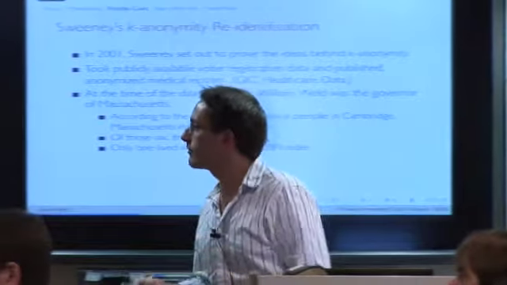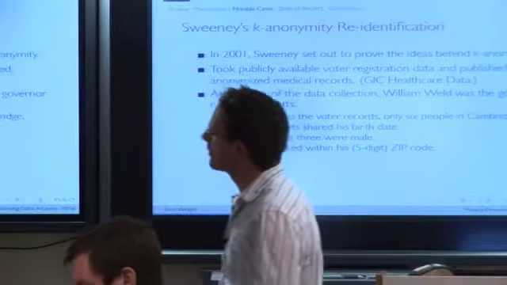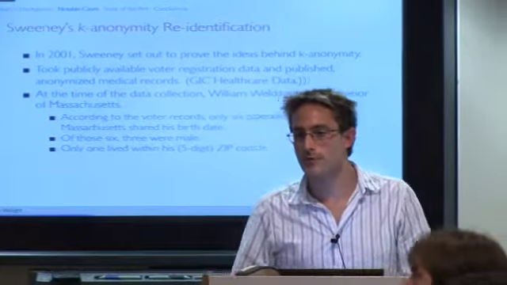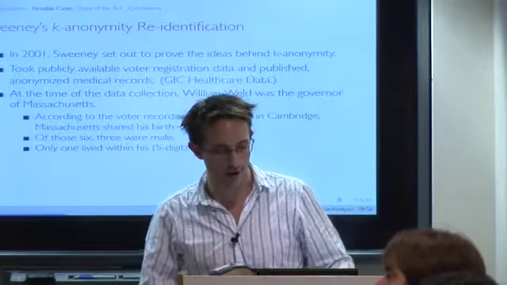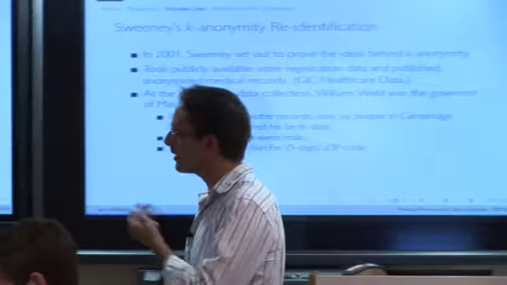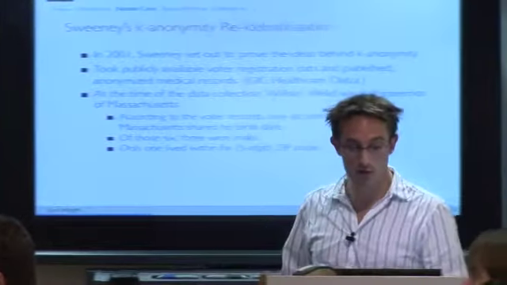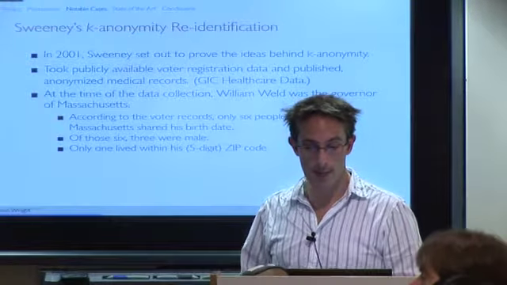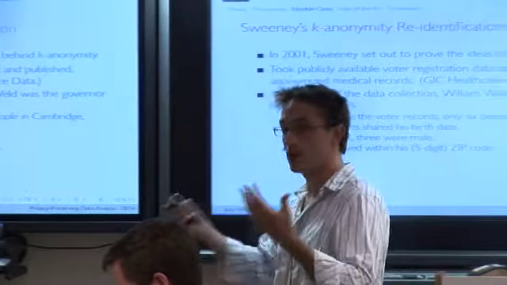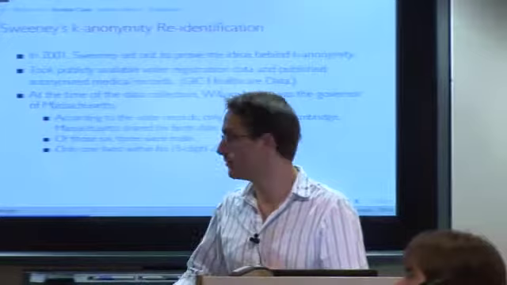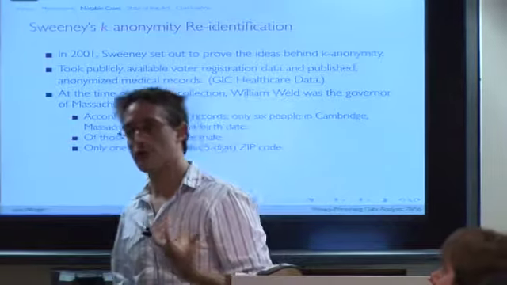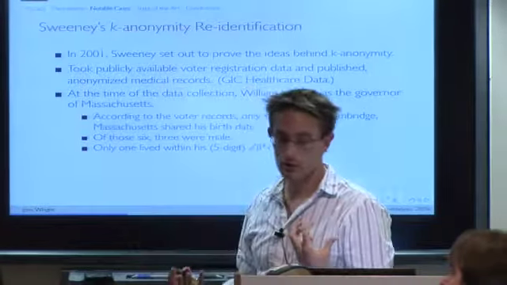So where does this sort of stuff go wrong in the past? Well, to go back to Sweeney's example, in 2001, Sweeney had come up with this idea of K-anonymity, and she wanted it to be popularized. She wanted people to know about her research. So she searched around for something where it would actually work. And she took a publicly available voter registration database and also the health records of local government officials, which were published anonymized. The sensitive information was removed, the identifying information was removed, and it was published. So she had voter registration and she had healthcare records.